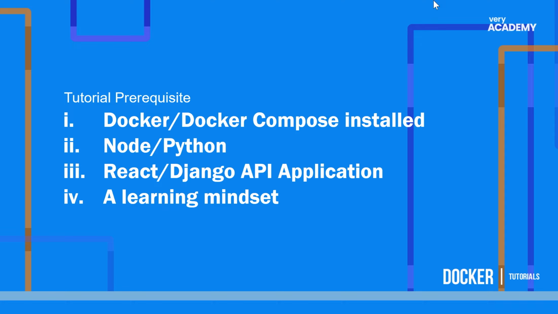In order to complete this tutorial, I'm assuming that you've worked through the previous tutorials in this series. If you're completely new to this Docker tutorial series, you are going to need Docker Compose installed. Because in this tutorial we are using React and Django, you are going to need Node and Python installed. And remember, I'm using a Windows client here.